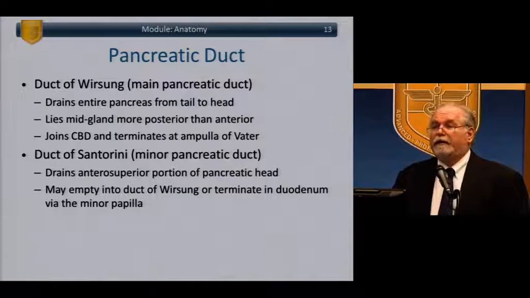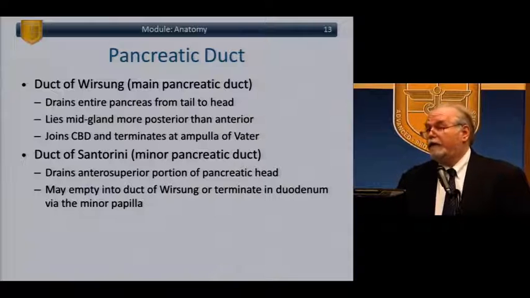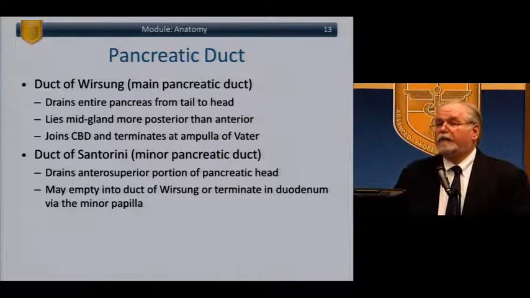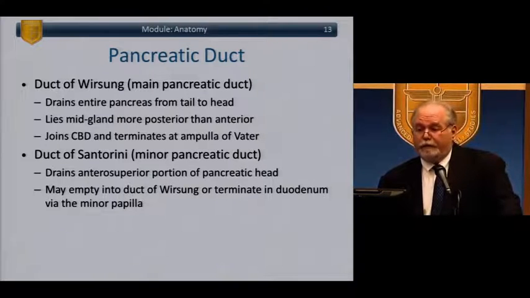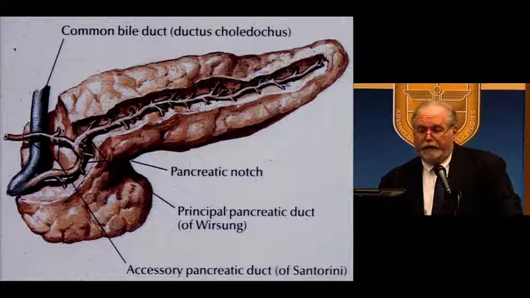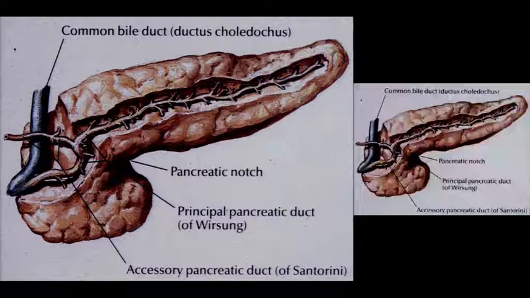And when it terminates in the minor papilla, it can be one of the associated causes of surgically correctable chronic pancreatitis when you have stenosis of the minor papilla. And here we see the typical. Here we have the main duct, and here we have the accessory duct, the major papilla and minor papilla.